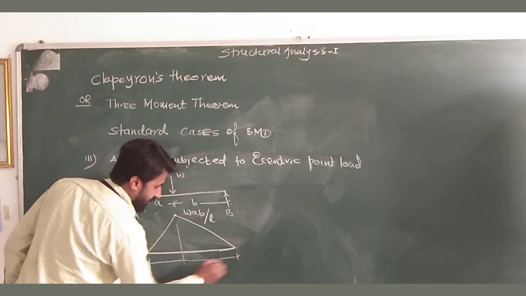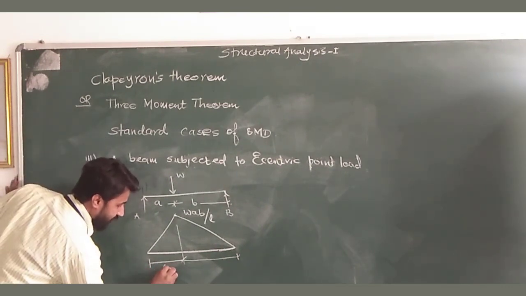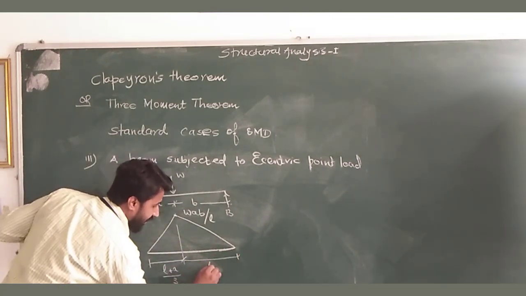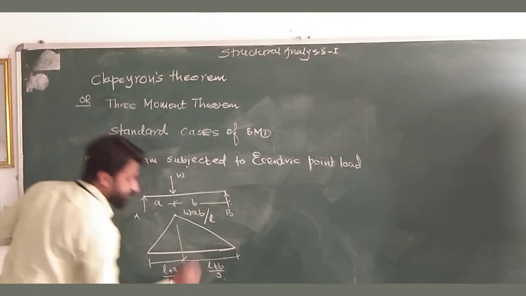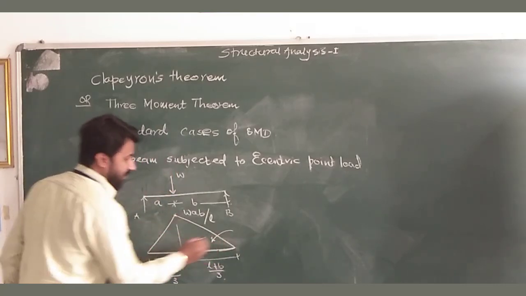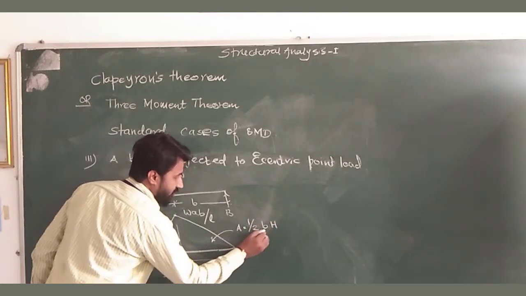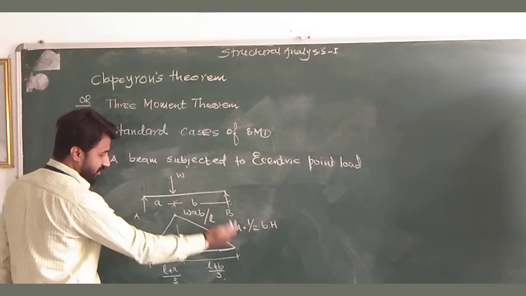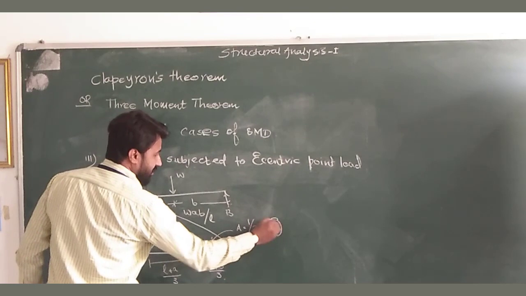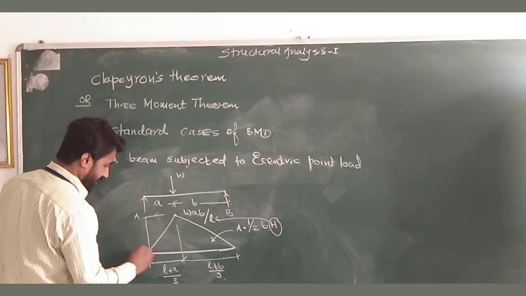Now the CG will be changed as this diagram is not symmetrical. So from the left side it will be (L plus a) by 3, and from the B support, from the right side, it will be (L plus b) by 3. Okay. Now the area of this diagram, as this is a triangle, will be half base into height, where base is nothing but the total length of this beam, that is a plus b, and for this H we have to put this value Wab by L.